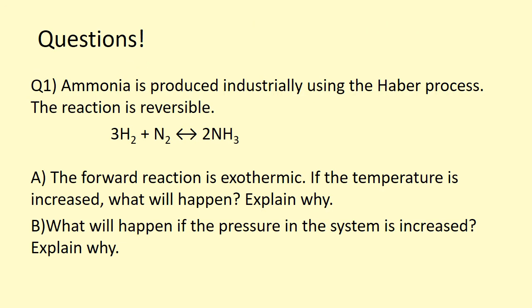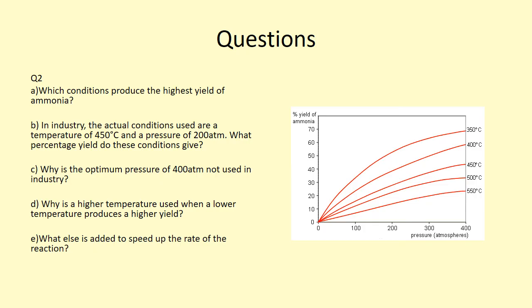If you're in my class, you have been given the following questions on a worksheet for you to complete, please. Those questions are: Question 1. Ammonia is produced industrially using the Haber process. The reaction is reversible. So 3 hydrogen molecules plus 1 mole of nitrogen form 2 moles of ammonia. A. The forward reaction is exothermic. If the temperature is increased, what will happen? Explain why. And then B. What will happen if the pressure in the system is increased? Explain why. Question 2. Which conditions produce the highest yield of ammonia?